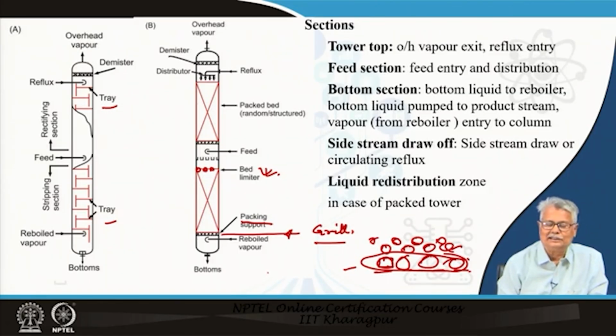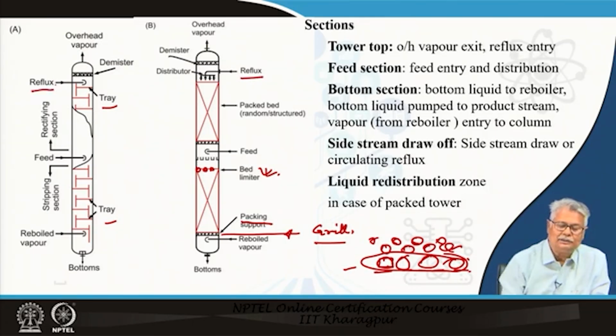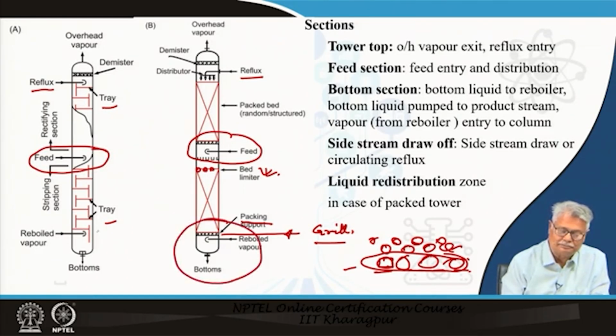Typically, if it is a distillation column, you will have a reflux entry. The same thing is true in case of the tray as well as the packed column. You are going to have a feed section in both, and you are also going to have a bottom section as well.